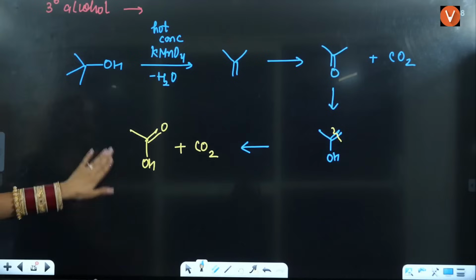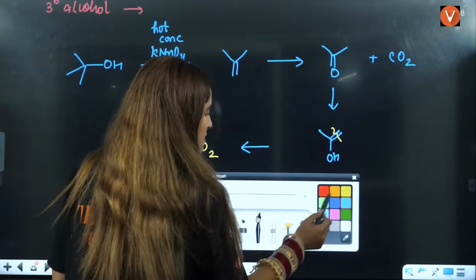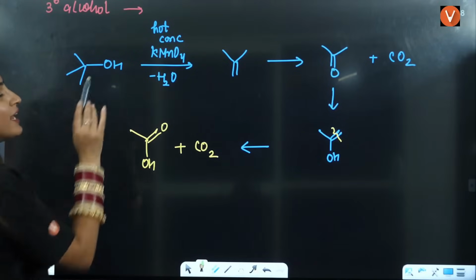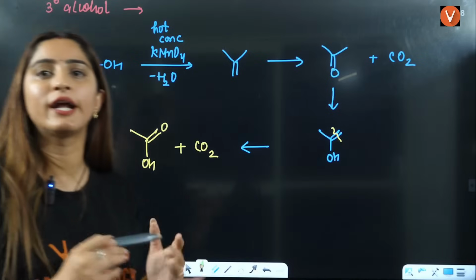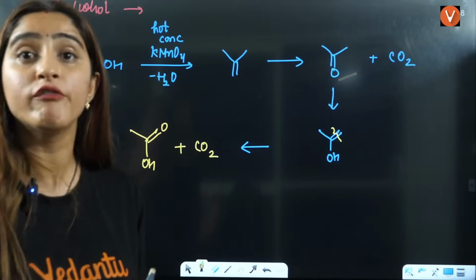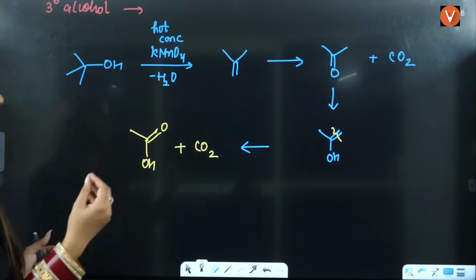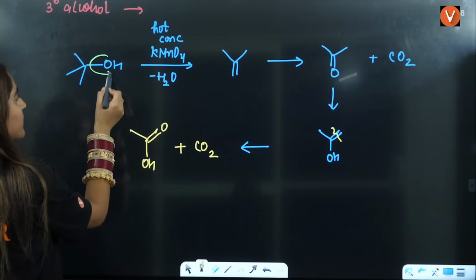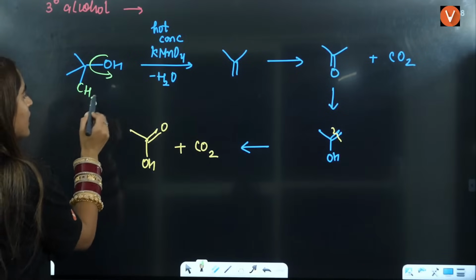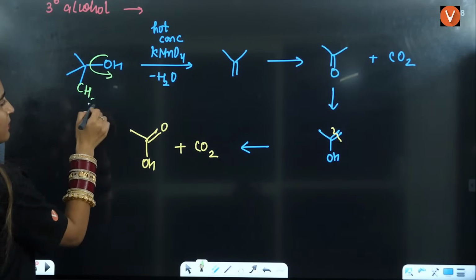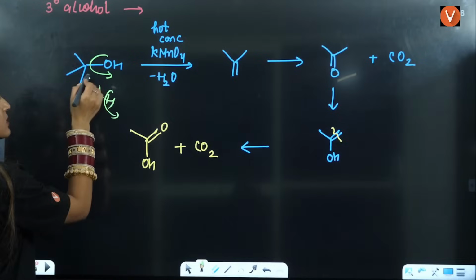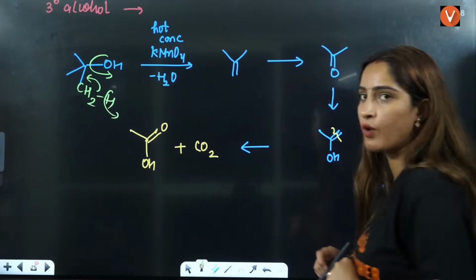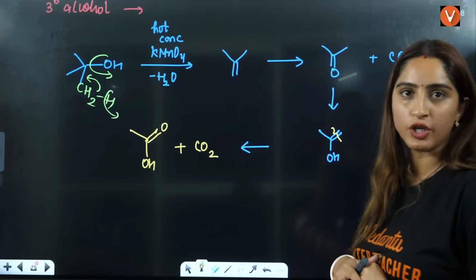Same with 3-degree alcohol. They will not ask you this, but still, I have just shown you how you are going to do things. 3-degree alcohol will not get oxidized unless you give hot concentrated KMnO4. So the OH will be eliminated. This is CH3. Here one hydrogen will be eliminated, and hence this double bond will jump here. This is the alkene formation you have.